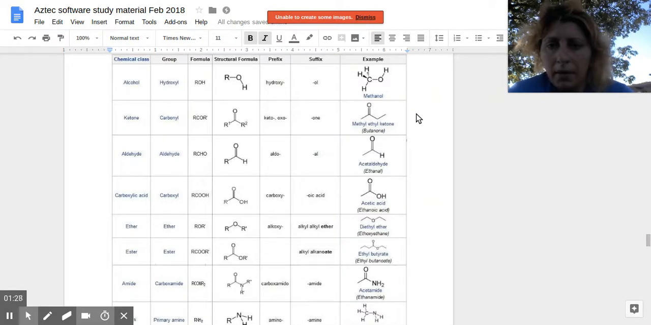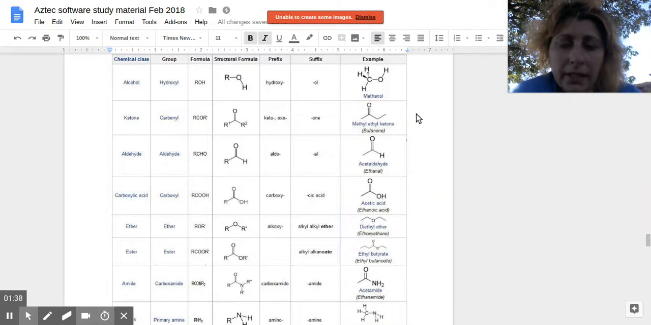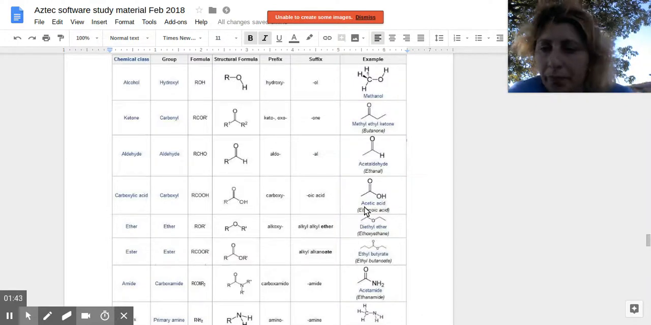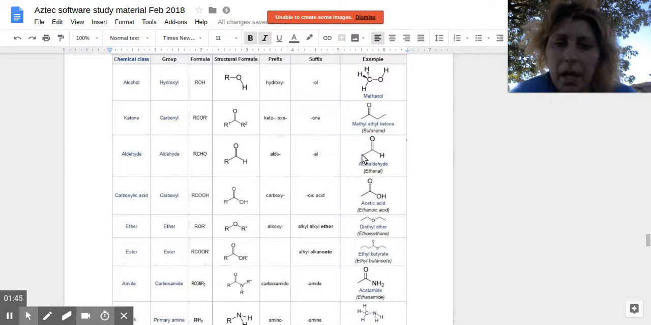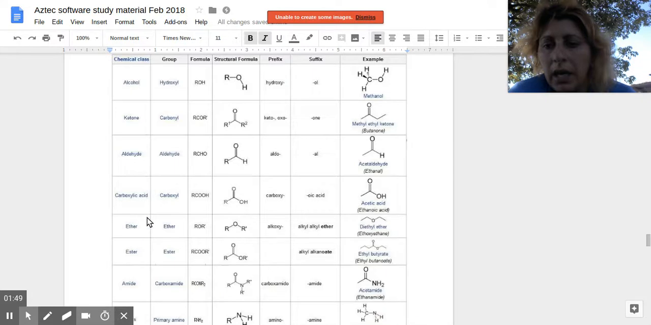Aldehyde is carbon, double bound oxygen, and hydrogen to the R. So when aldo is used, acetaldehyde is an example. So with just 1 carbon to the O, a double bond, and a hydrogen.